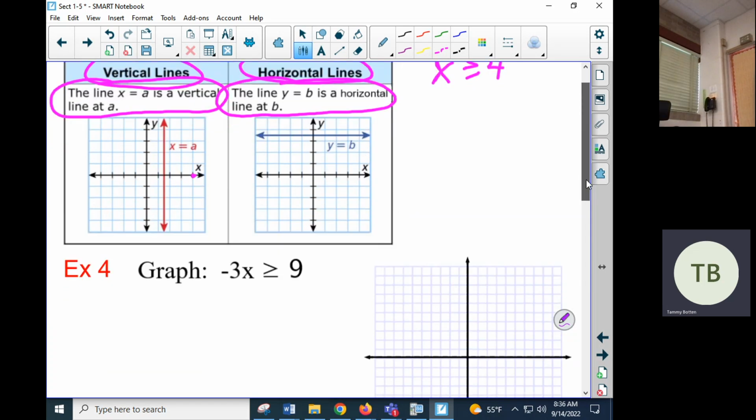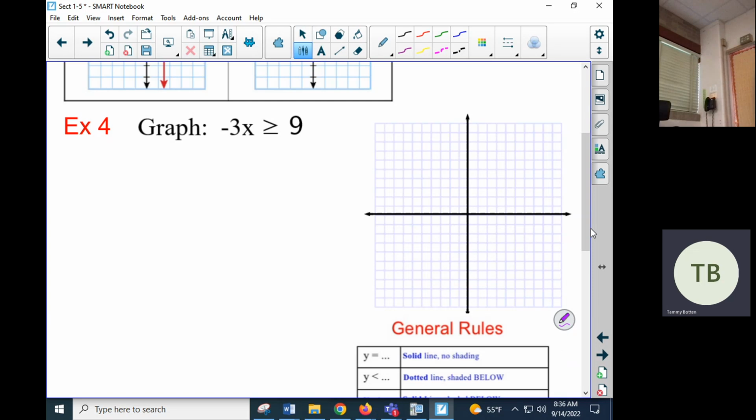Okay. So if we go down here, when you have an x like that, it's kind of a special equation. When it's x equals, I'll explain how I do it. So the first thing I'd want to do is get rid of that -3, and it's -3 times x. So to get rid of that, I'm going to divide by -3. Then this is gone and I have x. What do you think I have to do with my sign? Flip it. So I get x less than or equal to -3.